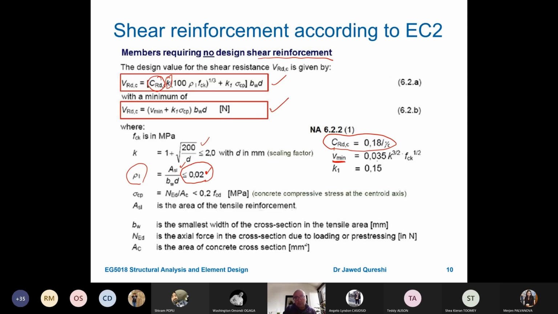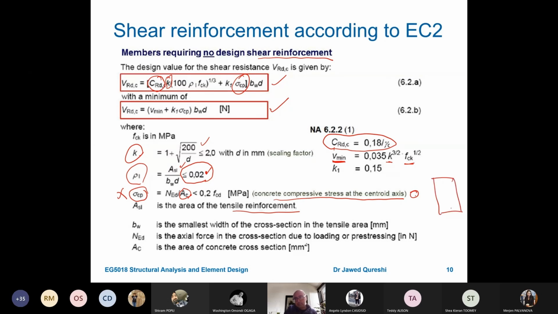And V min is equal to 0.035 K to the power 3/2 times the square root of FCK. K was determined a little earlier here, and FCK is the compressive strength of concrete. Sigma CP is related to axial load. If axial load is applied, it is NED divided by AC, where AC is the area of concrete. This is the concrete compressive stress at the centroidal axis. NED is the applied axial load. But most of the time in beams, we say that this is 0, unless you have inclined members.